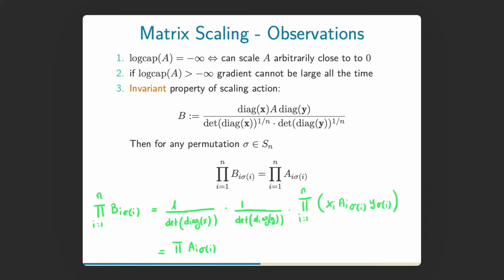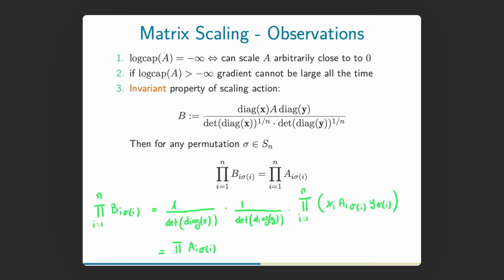The scaling action is a very special action because it has this invariant property. And what is the invariant property? Let's say that B is a scaling of A. For now, let's say that the matrices X and Y have determinant 1, just so I don't deal with these. What I want to prove is that for any permutation sigma, the product of the entries b_{i,sigma(i)} is going to be equal to the product of the entries a_{i,sigma(i)}. And how can we see that?